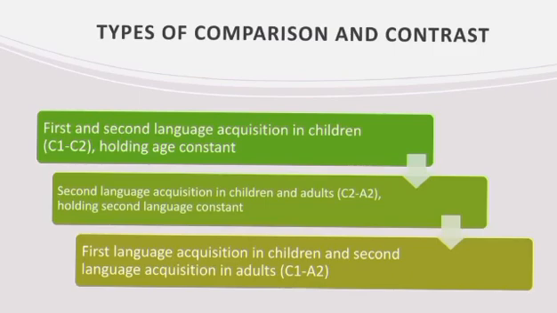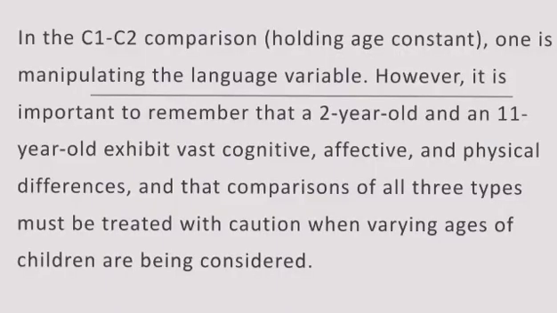First and second language acquisition in children holding age constant. Second language acquisition in children and adults holding second language constant. First language acquisition in children and adults. Second language acquisition for adults. L1 and L2 comparison holding age constant: one is manipulating the language variable.